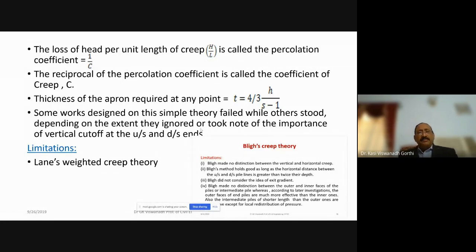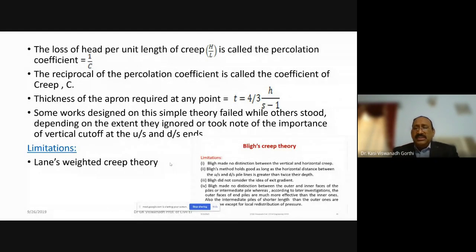So accordingly, there were several limitations for this Bligh's creep theory, because it did not make any distinction between the vertical and horizontal creeps. So length of creep means it is all the movement of the particle. Let it be horizontal, let it be vertical, there is no separate distinction made by Bligh. And Bligh's method holds good as long as the horizontal distance between the upstream and the downstream pile lines is greater than twice their depth. This is another limitation. And Bligh did not consider the idea of exit gradient.